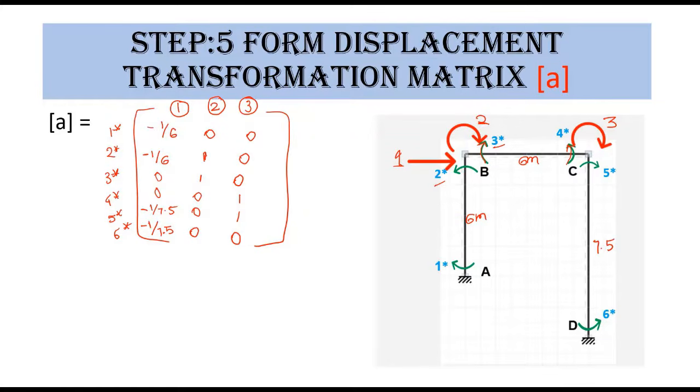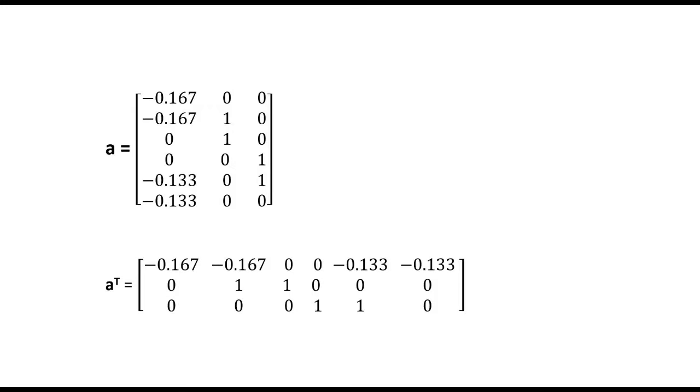When you are given a horizontal displacement, only the vertical members will get values in the displacement transformation matrix, that will be minus 1 by the length of that particular member. So this is how to develop the displacement transformation matrix. This is our displacement transformation matrix. I just write it down in terms of decimals. Now we may need A transpose, so I am writing down the A transpose over here.